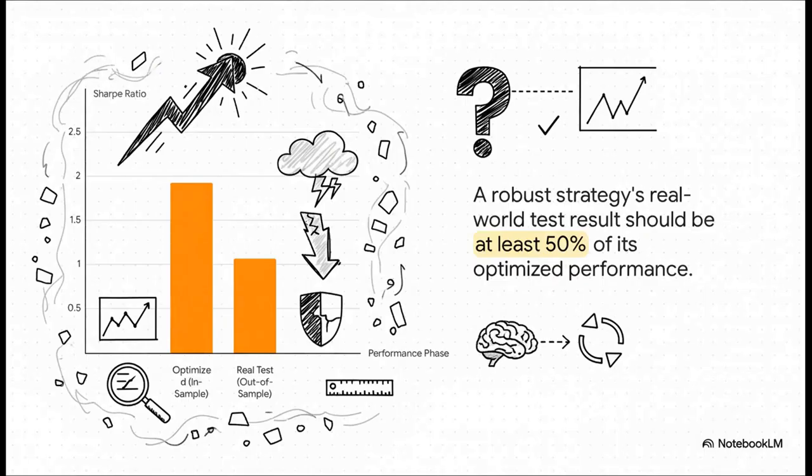And here's what that looks like in practice. This is the reality check. On the left, you see the amazing performance during that optimization phase. It looks incredible. But on the right, you see how it actually performed on the new, unseen data. And look, that performance drop? That's totally normal. It's gonna happen. A good strategy is one where the real-world test performance is at least 50% of the optimized one. That proves it has a real, genuine edge.